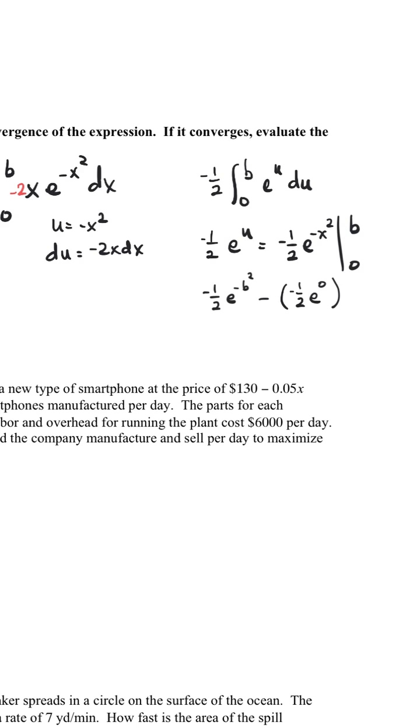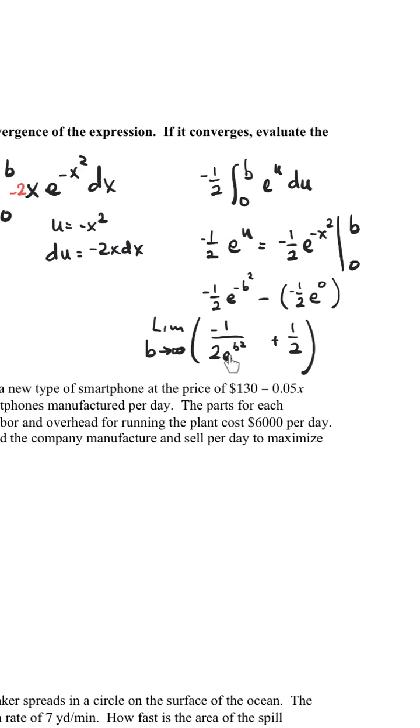Okay. So this is plus 1/2. And then here I'm going to move e to the negative b squared to the denominator with the 2. So it's negative 1 over 2e to the b squared. Now I'm going to include the limit as b approaches infinity.